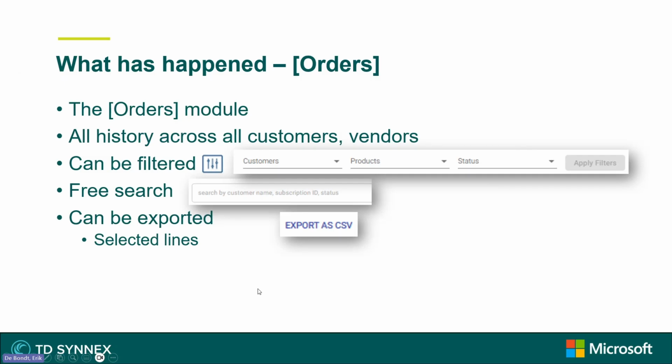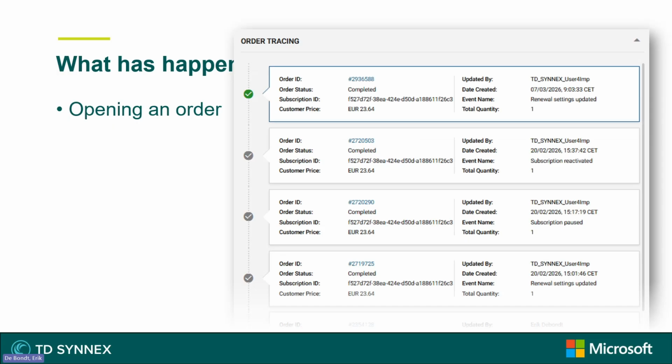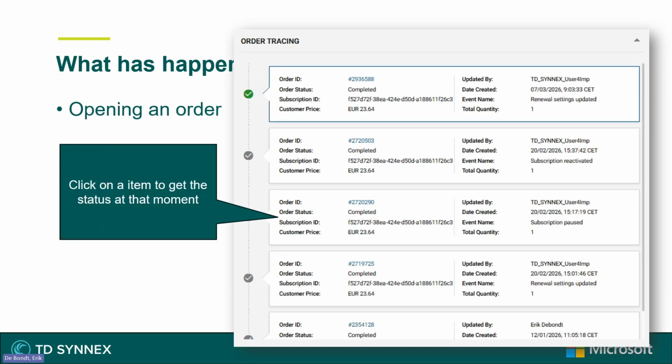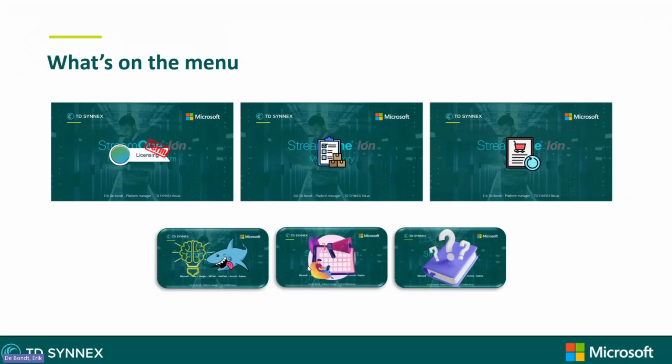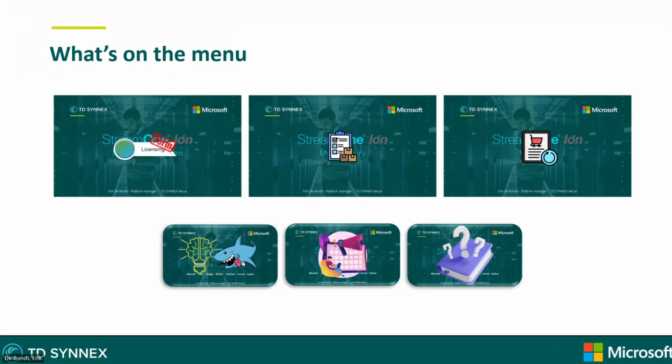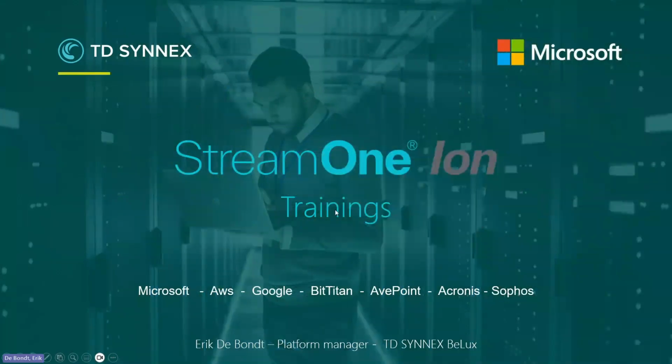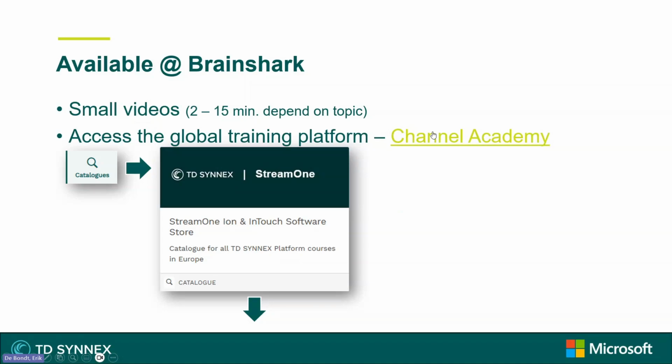A bit off topic, but I wanted to give you some more insight into where you can find information in the StreamOn platform. If you open an order, you get a full list with all the details. If you click on the number on the blue line, you can see all information at that moment on the subscription. As always, for training information, go to the Channel Academy. It's a clickable line in the PowerPoint or in the PDF, so you can go immediately to the learning platform where you can find all information.